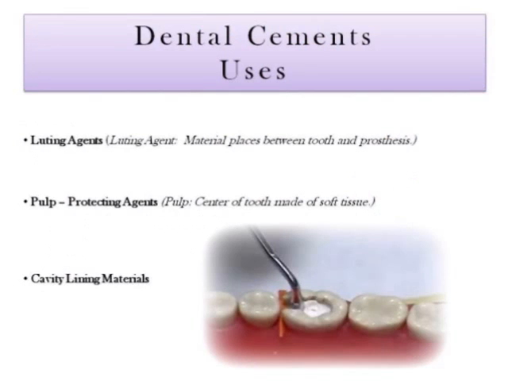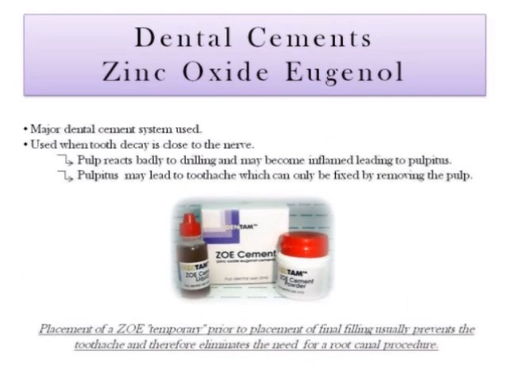Dental cements are used for a variety of dental applications, such as luting agents, pulp protecting agents, and cavity lining materials. They are also used to form an insulating layer under metallic or ceramic restorations, and they protect the pulp from injury. Pulp refers to the center of the tooth made of living soft tissue. Dental cements are hard, brittle materials formed by mixing powder and liquid together.